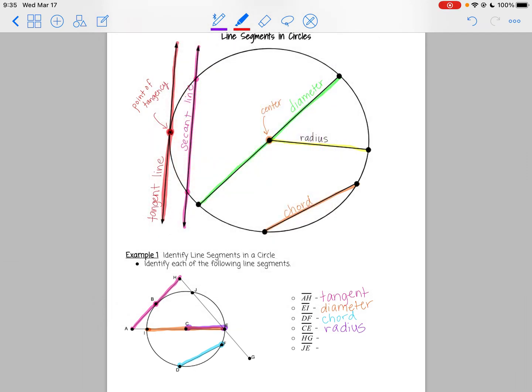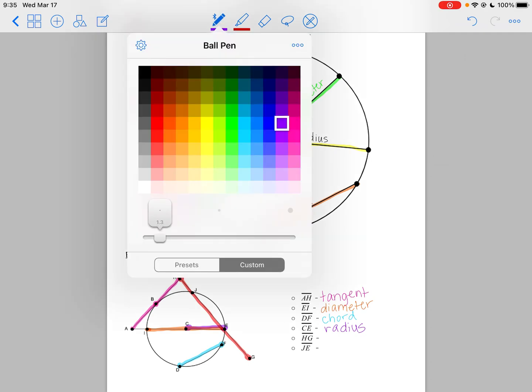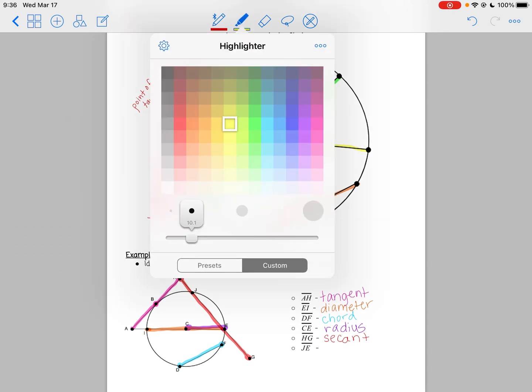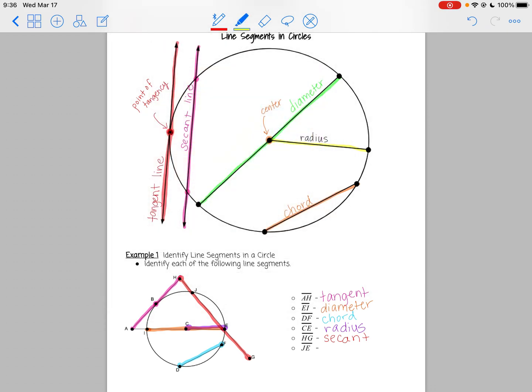The next segment we're going to look at is HG. So H and G are both points that are exterior to the circle. They are outside, but it does hit at 2 points on the circle, J and E. So since it hits 2 points, that is a secant segment, part of a secant line. And the last one we'll look at is JE. So JE is that segment that runs from each edge of the circle, but it does hit those 2 points. So this is a chord again.